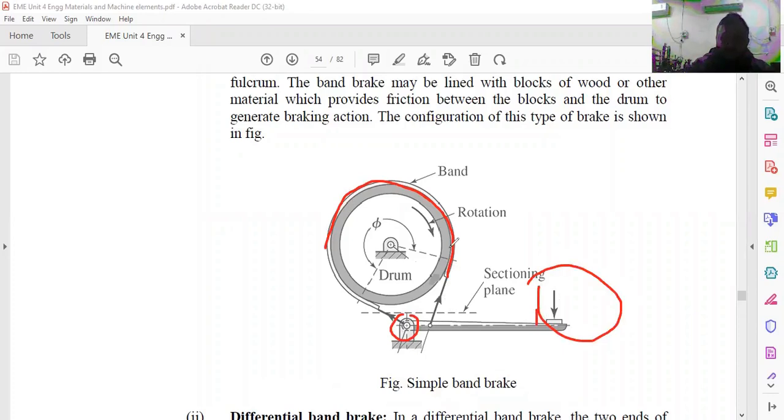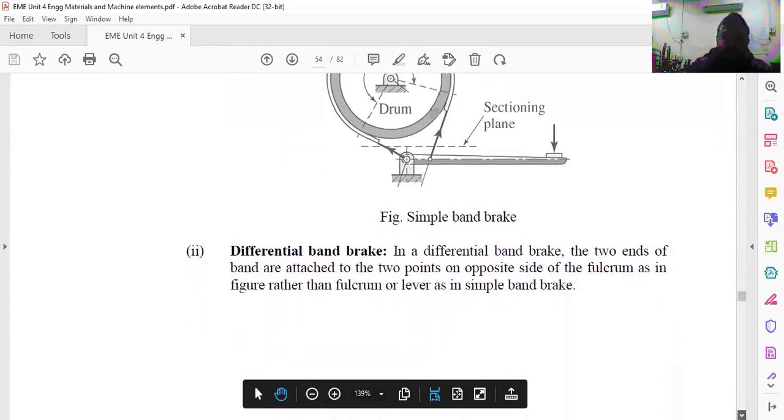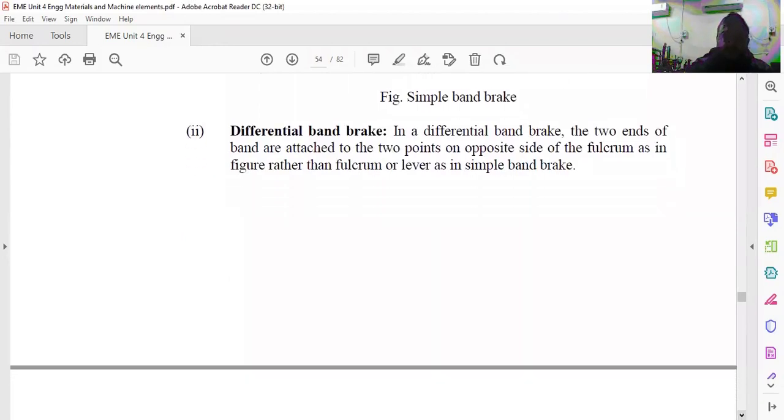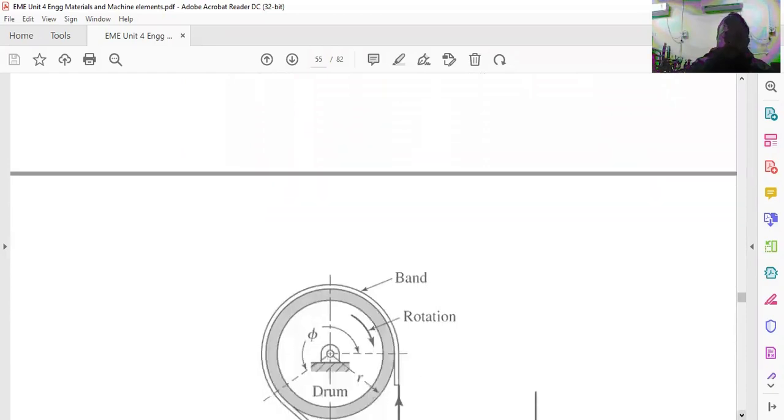elongated or shortened depending upon the requirement of the application of the brake or release of the brake, and the drum is likely to stop. So this is a simple band kind of brake, and we also have the differential band brake. In the differential band brake, you can see the figure, two ends of the band are attached to two points on opposite sides of the fulcrum.